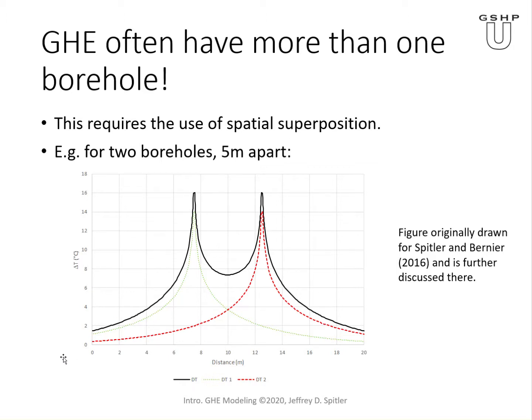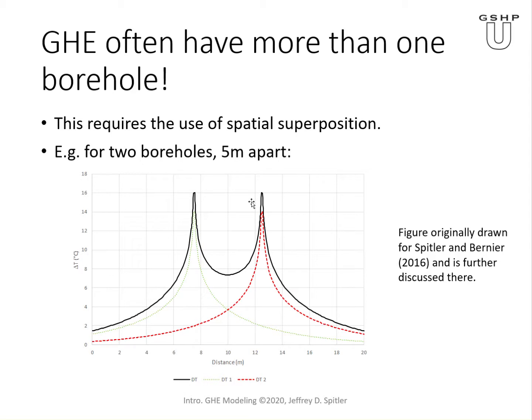I've just put two in a line, 5 meters apart, and you can see after some time, I don't remember how long a time this was, the first borehole by itself would have this sort of green curve. That's what the ground around it would be seeing. And if we just had borehole 2, we'd have this red curve here. But in fact, we're going to have to superimpose both of these.